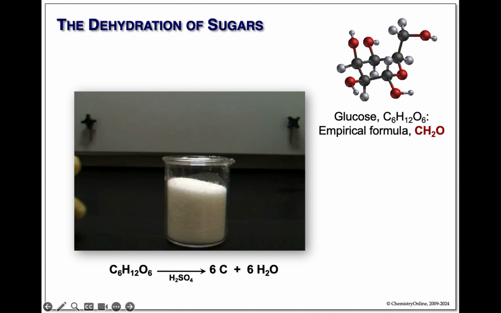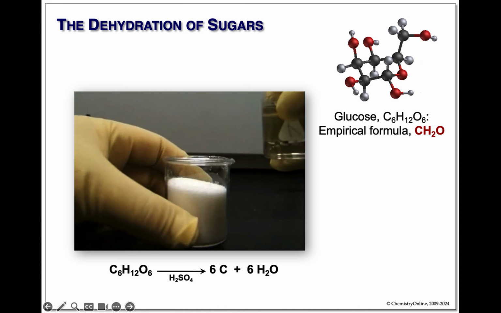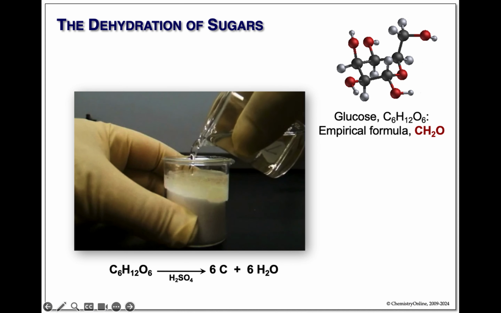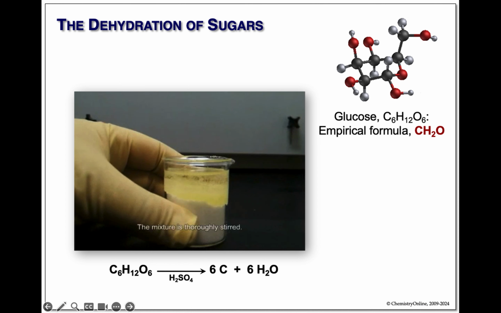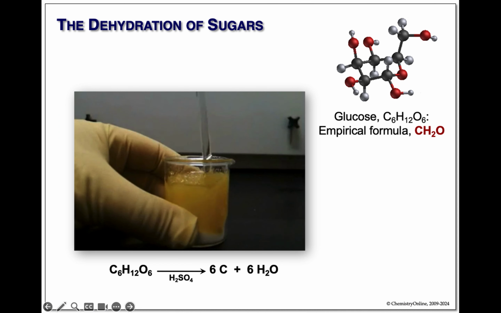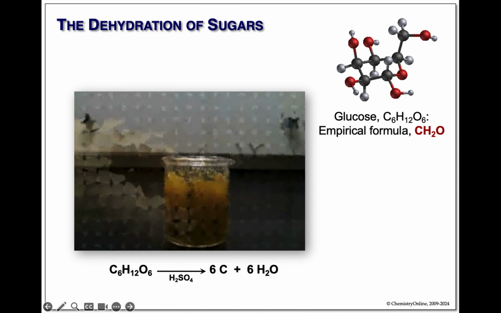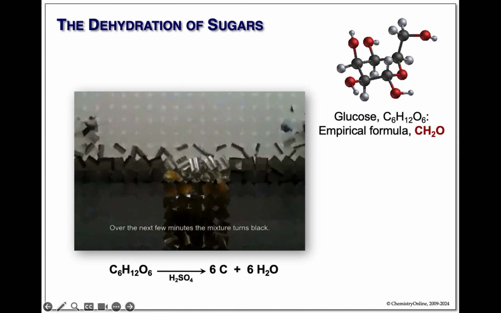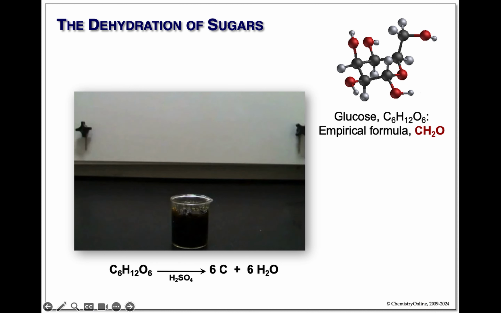This is something you do very carefully. Concentrated sulfuric acid eats skin instantly. Don't want to do that. Stir it up very carefully and let it sit. After a couple minutes, it starts to turn blackish. After a few more minutes, it starts getting really hot. Starts to bubble. Here comes the water off as steam.